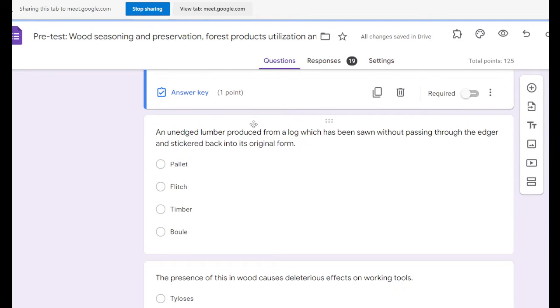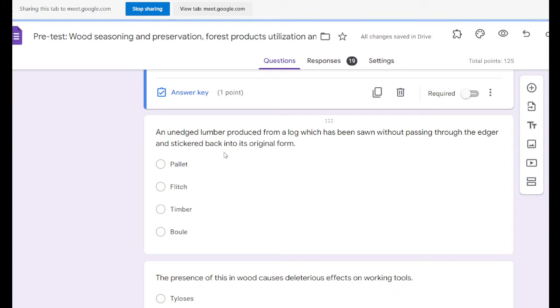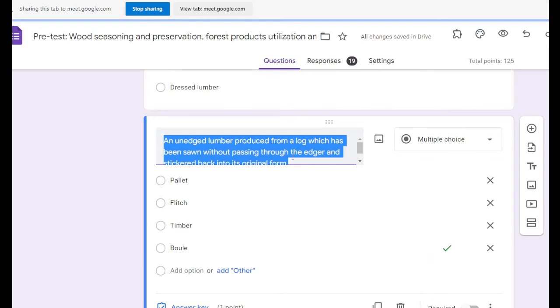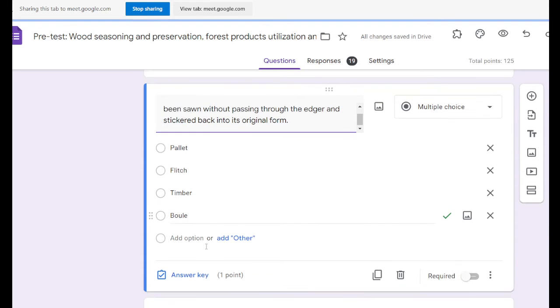An edged lumber produced from a log which has been sawn without passing through the edger and stickered back into its original form. What is the term, what is the answer to this? Bowl, sir. Yeah, that is correct. The answer is bowl. Okay? An edged lumber produced from a log which has been sawn without passing through the edger and stickered back into its original form. So that is a bowl.